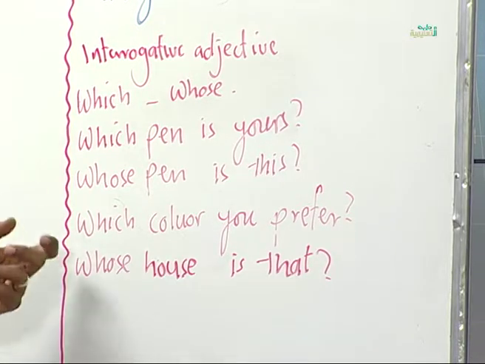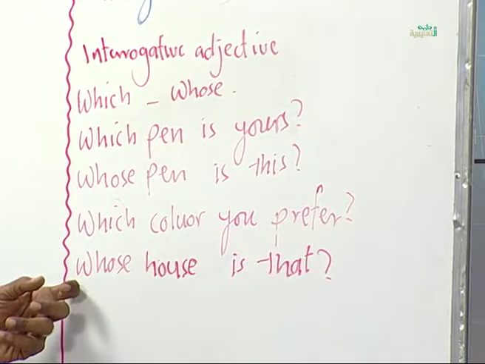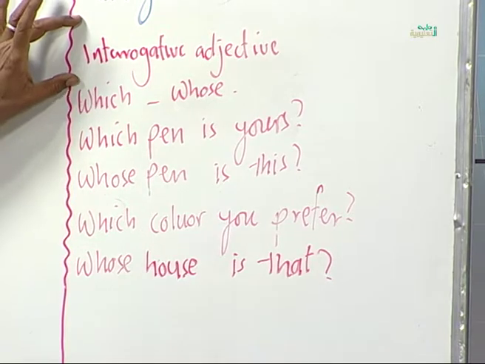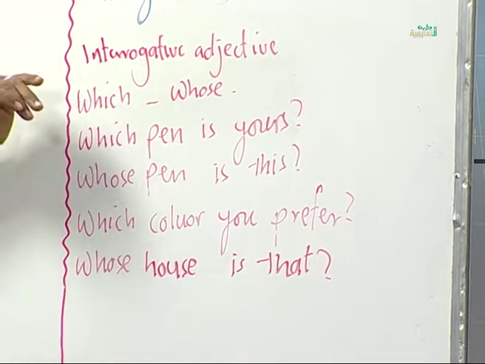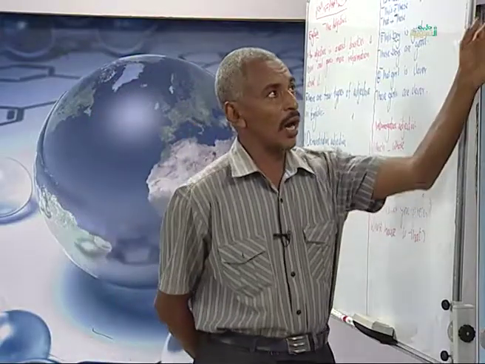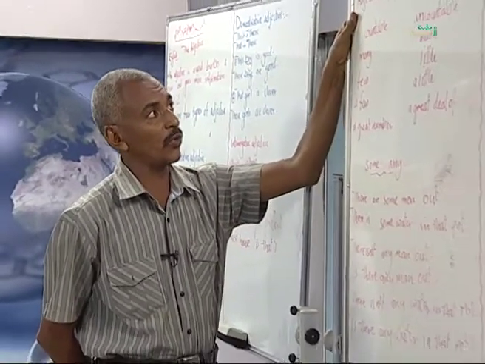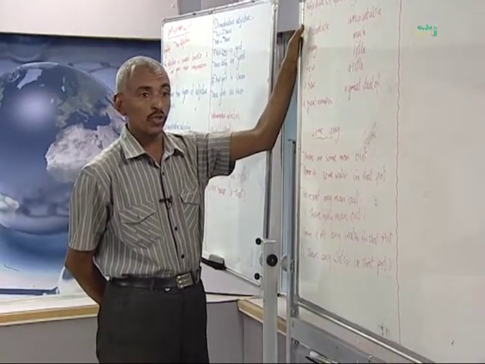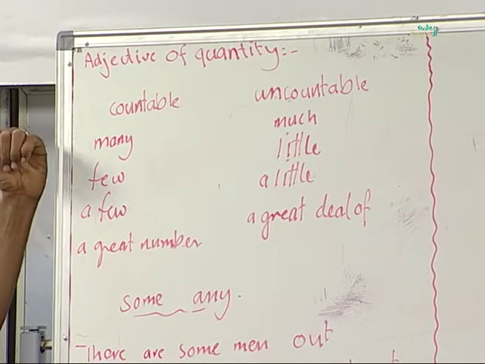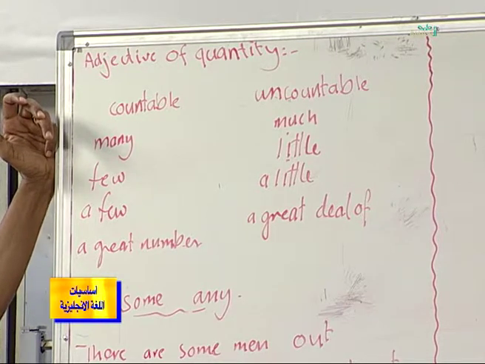And the most important thing that you have to put in your mind when you are going to use the interrogative adjective, this means that you are asking about something. Okay? To continue, we have here adjective of quantity. And you have to remember the adjective precedes the noun.